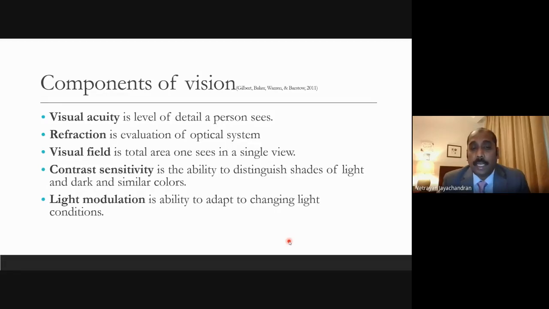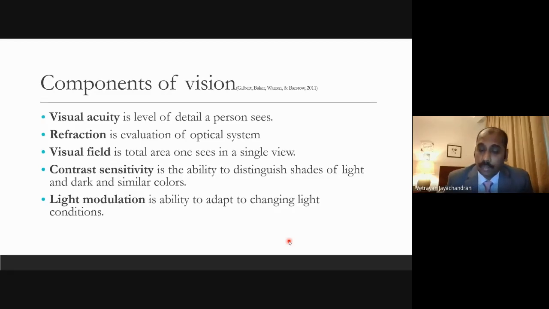And next we're going to see light modulation. Light modulation is the ability to adapt to changing light conditions. For example, after being in bright sunlight, you enter your house. There is a sudden change in the light, so you see some darkness or glare, and your eye takes some time to accommodate to the particular environment. Suppose the current is suddenly off and you enter darkness, you cannot see the environment immediately, but after a few minutes you can see objects even in the darkness. So your eye is able to modulate the light. That's called light modulation.